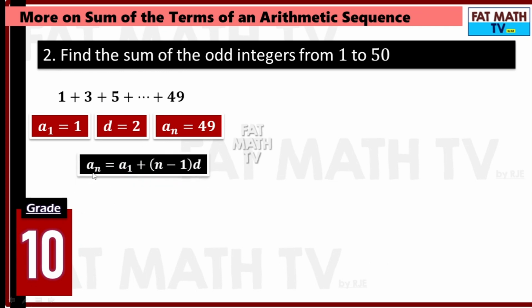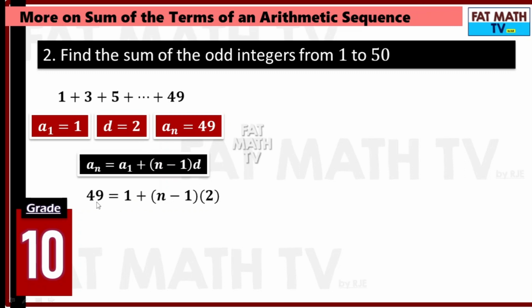Okay, so for our formula for the nth term, a sub n equals a sub 1 plus n minus 1 times d, because we want to know which term this 49 is. Is it the 49th term or 50th term or just the 25th term or whatever? So we will identify n here so that we will know which term is 49. So a sub n is 49. Replace that there, equals a sub 1 is 1 here. And then n minus 1 copy, and the common difference is 2.